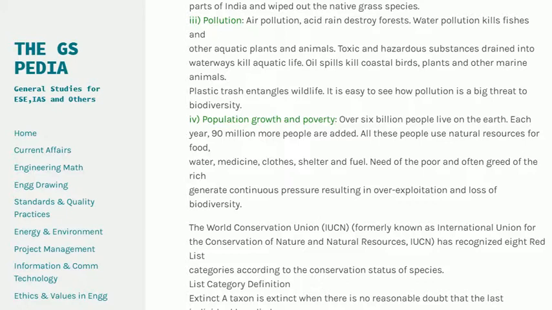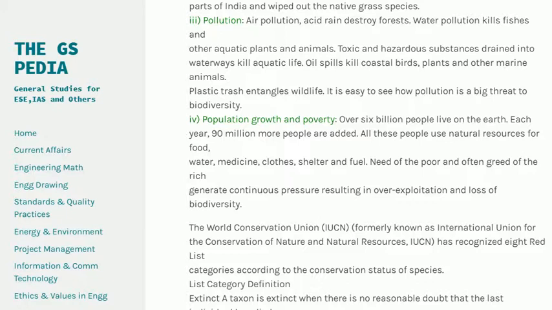4. Population growth and poverty. Over 6 billion people live on the earth. Each year, 90 million more people are added. All these people use natural resources for food, water, medicine, clothes, shelter and fuel. The need of the poor and often the greed of the rich generate continuous pressure, resulting in overexploitation and loss of biodiversity.